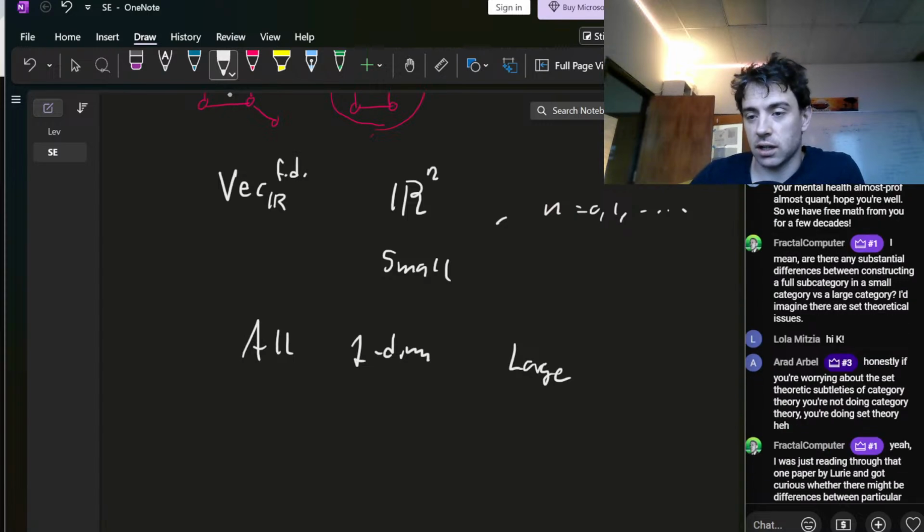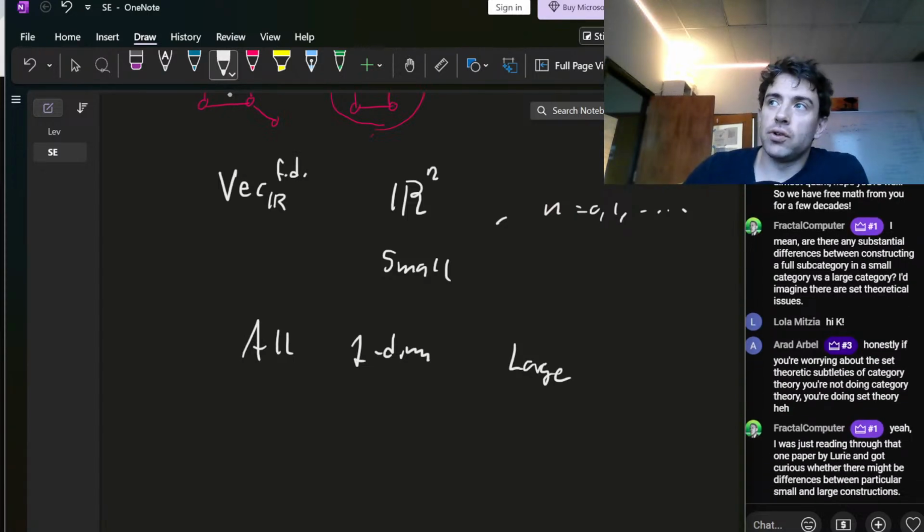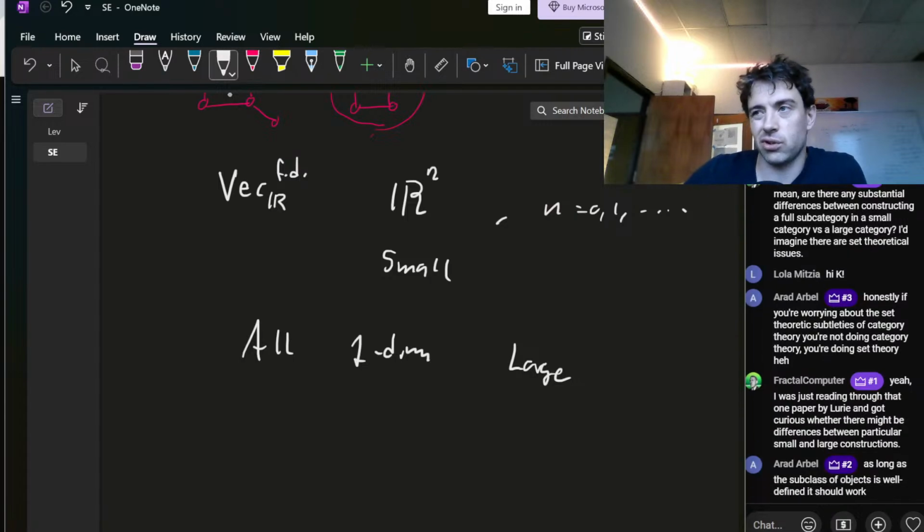I don't think there's much issue. Like, if you run into an issue, like if you're doing something that says, oh, suppose this category is small, then blah, blah, blah. Okay, then maybe you need to be mindful if you're applying one of those results. But if you're reading through one paper by Lurie and got curious, there might be differences between particular small, large constructions. I mean, definitely there are places where you need to be mindful of set theoretic conditions. But I think when it comes to just the bare concept of full subcategories, I really don't think there's much to worry about.